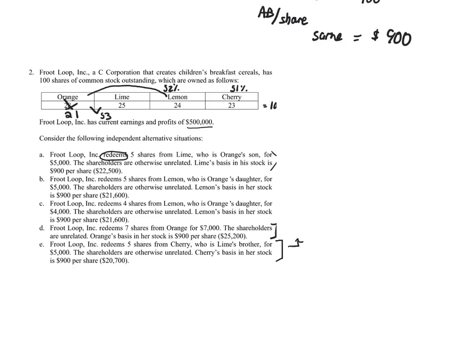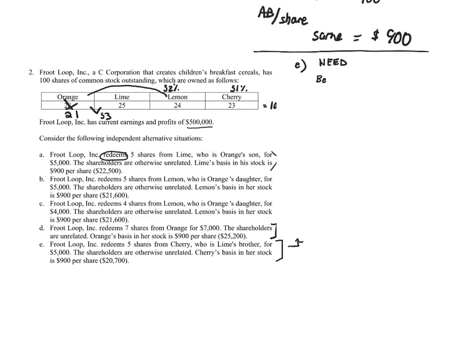So in E, Fruit Loop redeems 5 shares from Cherry. So we haven't yet had a problem with Cherry. We've had one of Orange, Lemon, Lime, now we have Cherry. Cherry is Lime's brother. For $5,000. Shareholders are otherwise unrelated, and Cherry's basis in her stock is $900 per share. So E, again, we go to NEED because if you go through the other tests, they would fail.